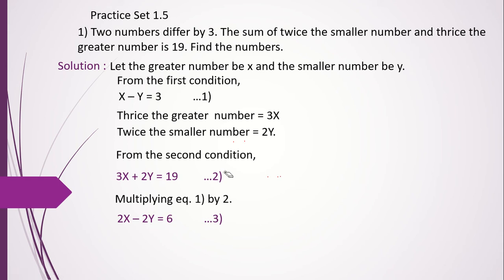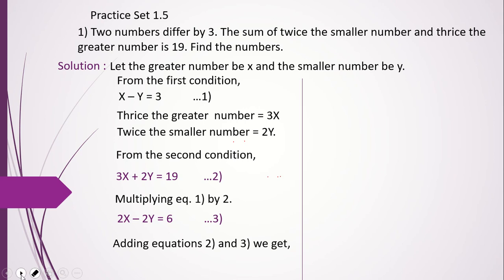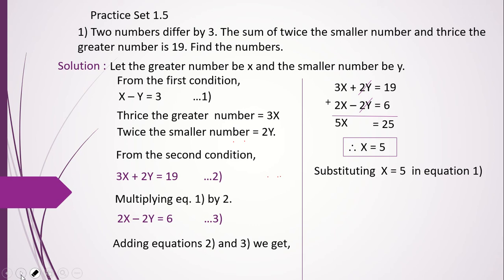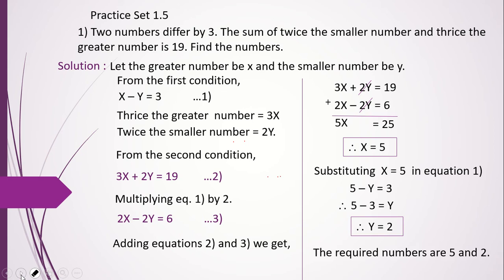Now just add equation number 2 and 3. 2y minus 2y will get cancelled. Then I'll be left with 5x is equal to 25. So therefore x is equal to 5. Now substituting this x is equal to 5 in equation number 1, because that is the easiest, we get y is equal to 2. Therefore the required numbers are 5 and 2. It is always needed to write the final answer whenever we have word problems. We'll move on to the next sum.